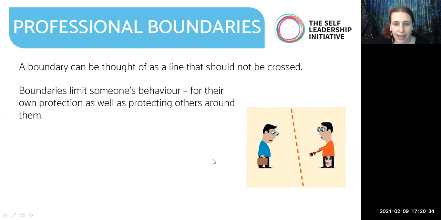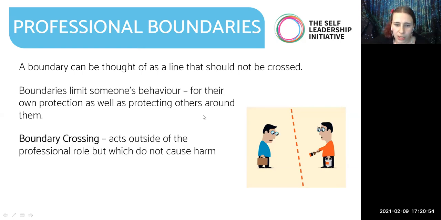Sometimes they're very clear. You might have to sign a code of conduct telling you what you can and can't do. But there are also unwritten boundaries. There are kind of social boundaries that we probably intuitively know, but it's just worth saying them out loud and making them a little bit more clear.